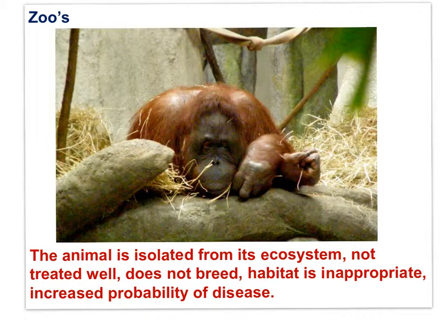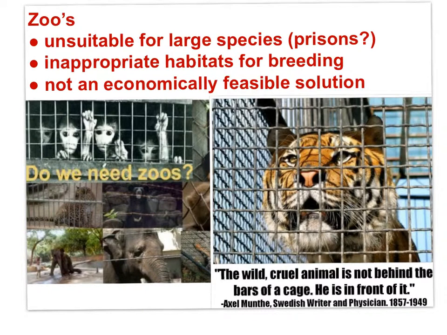A negative aspect of the zoo is that the animal is isolated from its ecosystem, possibly not treated well, with an increased probability of disease. The habitat of the zoo may be inappropriate, such that the animal does not breed. Zoos are potentially unethical. They're unsuitable for large species that require large territories. They might be inappropriate habitats for breeding, and they're not an economically feasible solution to the conservation of species.